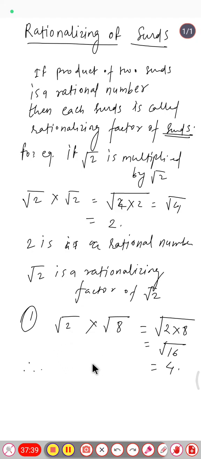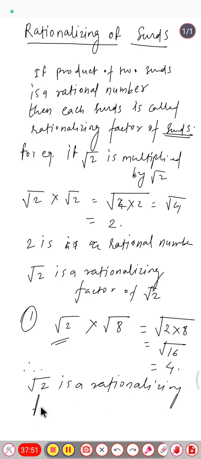So we can say that because of this, this root 2 is a rationalizing factor of root 8.